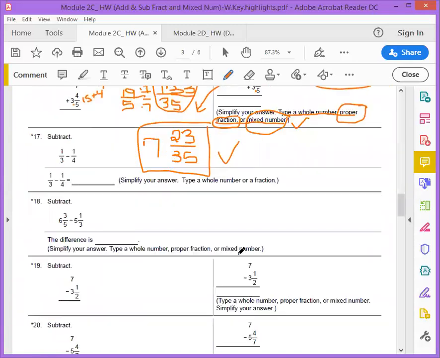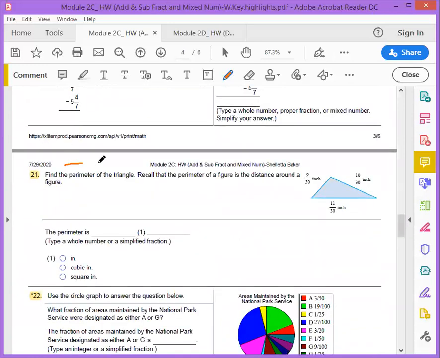Now let's look at number 21. You're asked to find the perimeter of this triangle. Recall that the perimeter of a figure is the distance around the figure. So we have to add each of these lengths. We're just adding these three fractions together. 9/30 plus 10/30 plus 11/30.